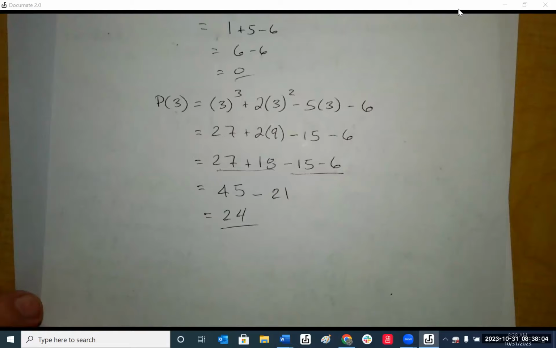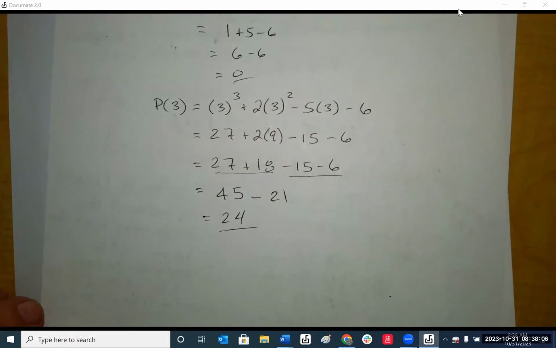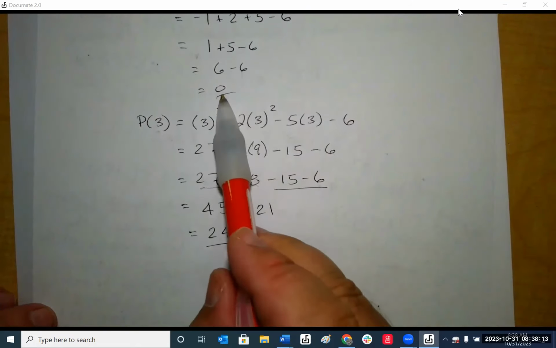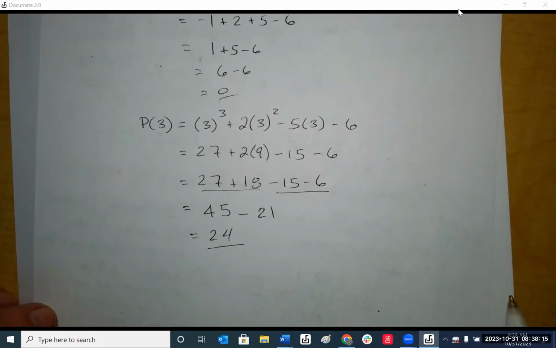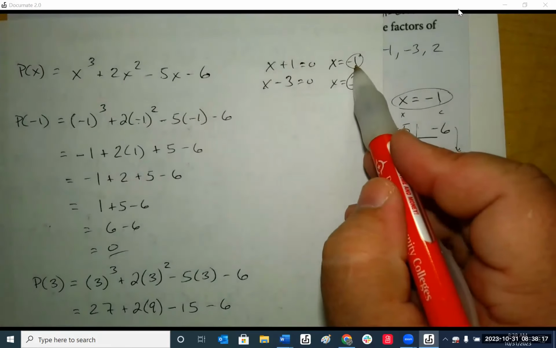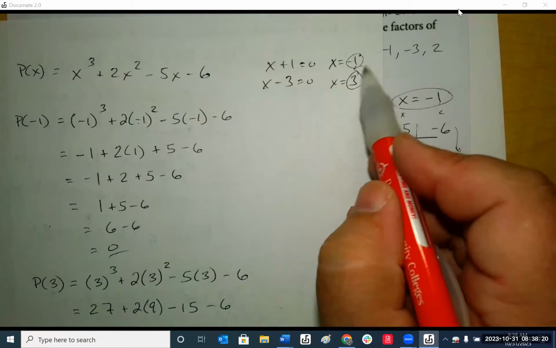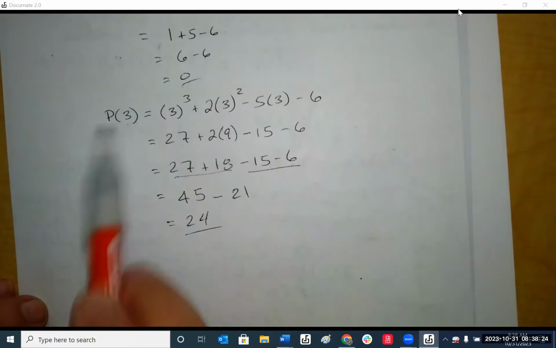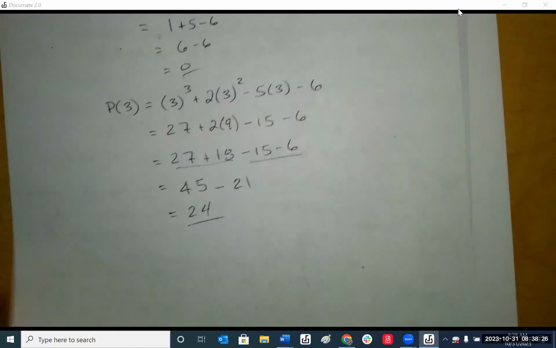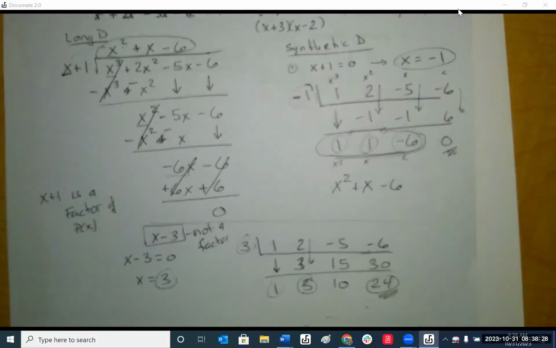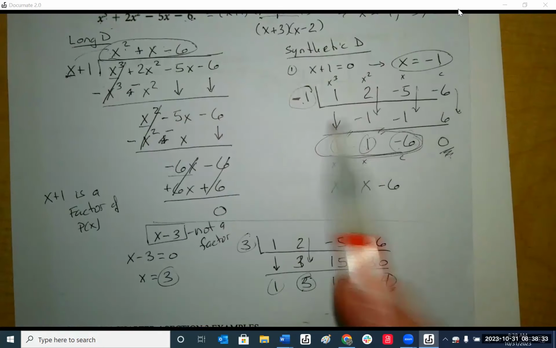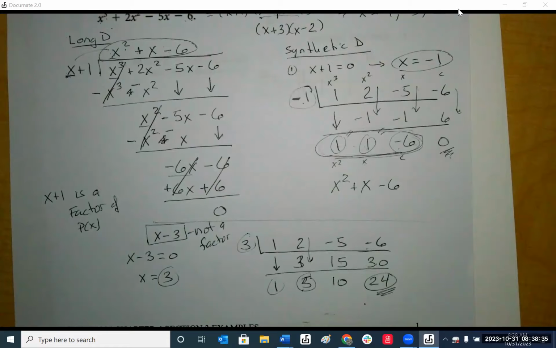Those are the remainders. So if you want to do it this way, you can see if it's a factor or not. If you get a zero, then it's a factor. Or we know that negative one is a solution. One of the x-intercepts is negative one. We know that three is not an x-intercept. So that's pretty cool. But you need to know what the rest of the equation is. If you have a zero remainder, you have to know what the other equations are.